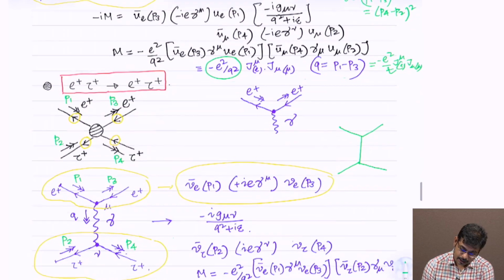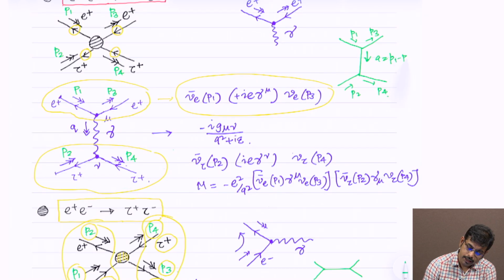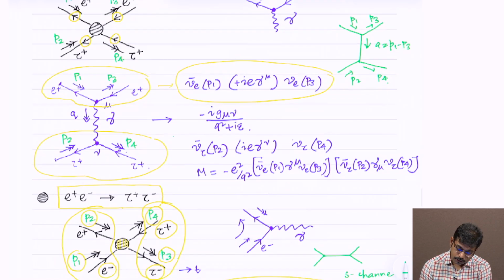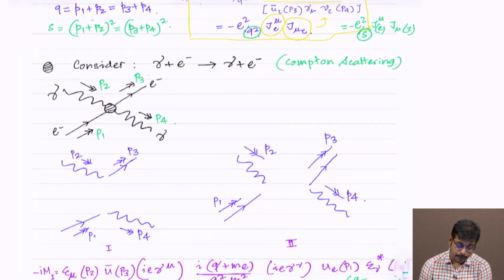Okay. So, similarly here in this case, if you see this graph also, because the q is essentially P1 minus P3, or P4 minus P2. So this is P2 and this is P4. So this q is always P1 minus P3. Therefore, here also you can see in the matrix element that this will be minus e square by t into the currents that you have here, right. So these are the two different kinds of Feynman graphs that we can compute.